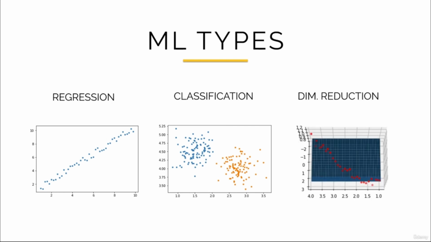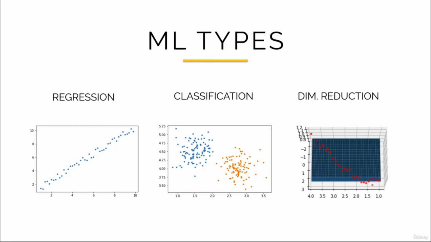So the different types of machine learning algorithms: essentially you can have different goals with your machine learning algorithms. There's regression, there's classification, and there's also dimensionality reduction. So let's go through each of these.